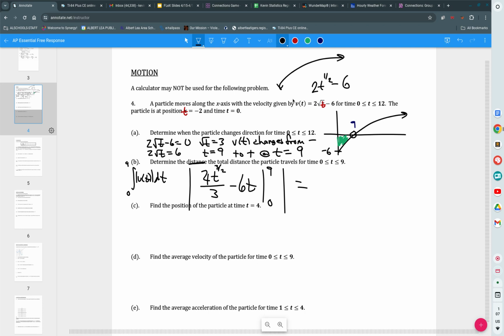I'm going to first take the square root of 9 to get 3 cubed, 27 divided by 3 is 9 times 4, 36. So I get the absolute value of 36 minus, and if I plug in 9 here, I get negative 6 times 9. That would be a negative 54. So 36 minus 54. Again, a calculator would not be allowed on this type of problem. What is 36 minus 54? Negative 18. So you have the absolute value of negative 18. So the total distance that particle has traveled is 18 units. Total distance. Okay.